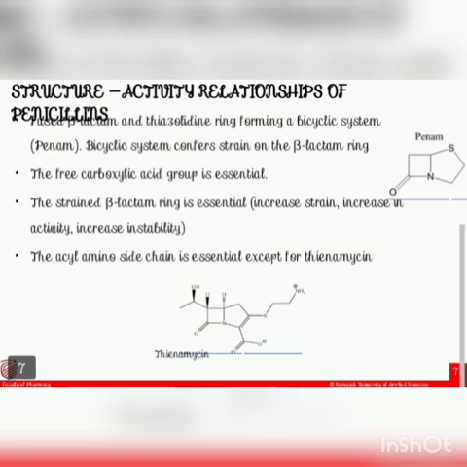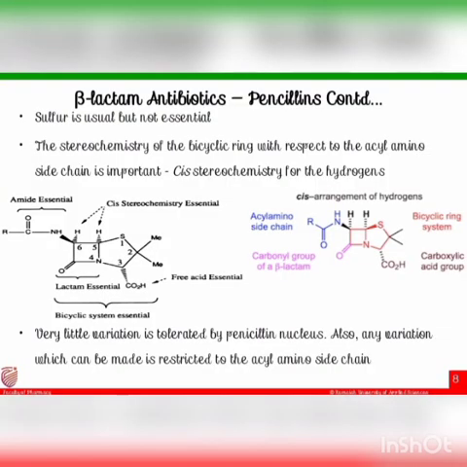The free carboxylic acid group is essential. The strained beta-lactam ring is essential. It increases strain, increases activity and increases instability. The acyl amino side chain is essential except for thienamycin. And sulfur is usual but not essential. The stereochemistry of the bicyclic ring with respect to the acyl amino side chain is important. See the stereochemistry of the hydrogen.